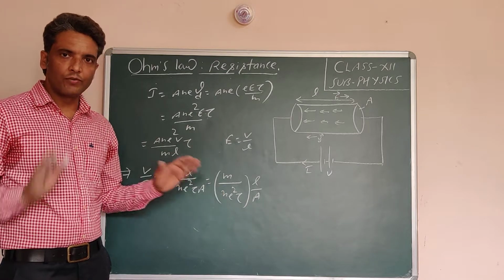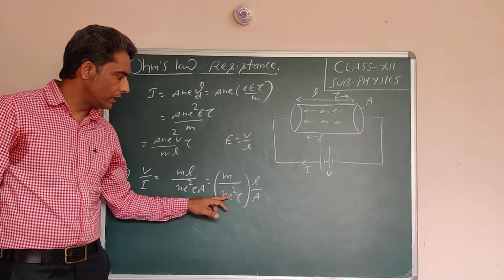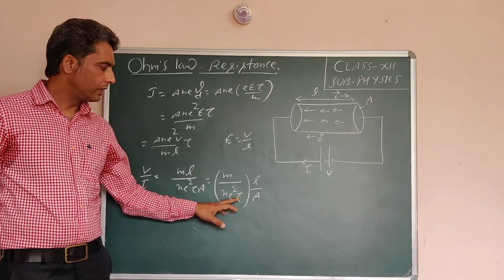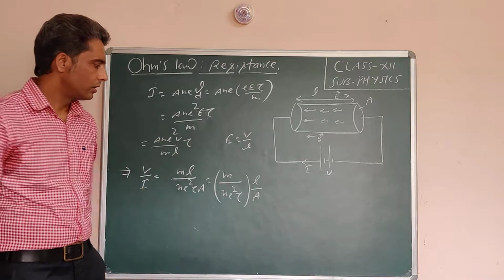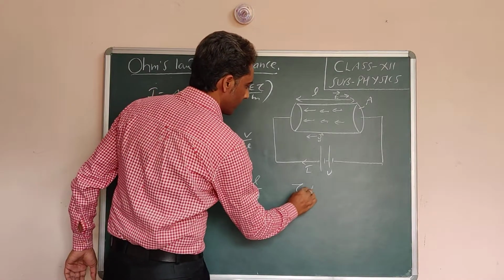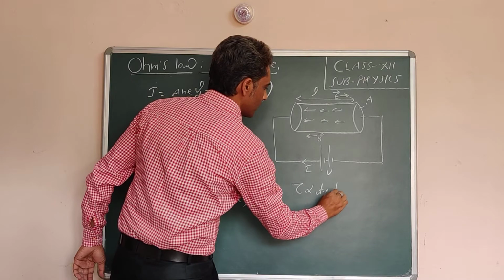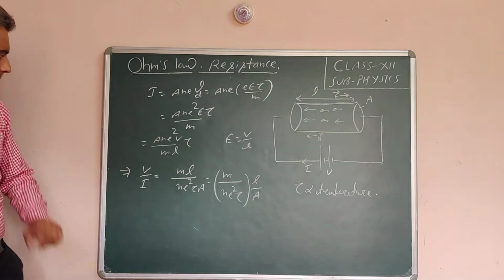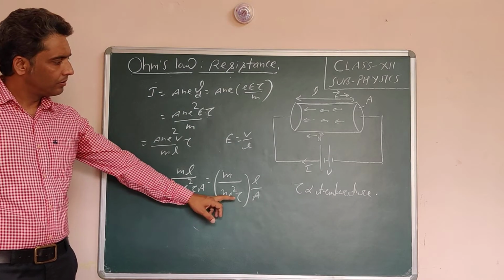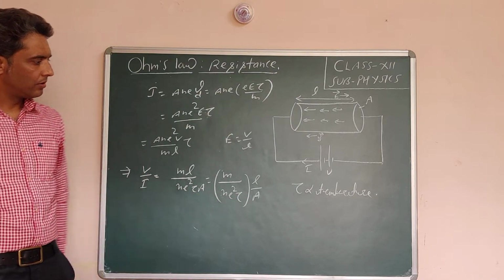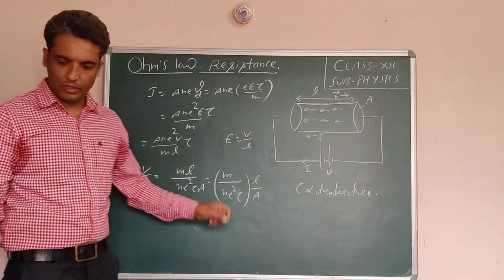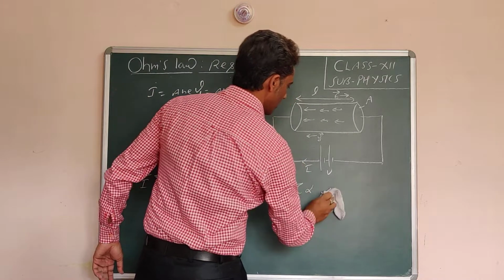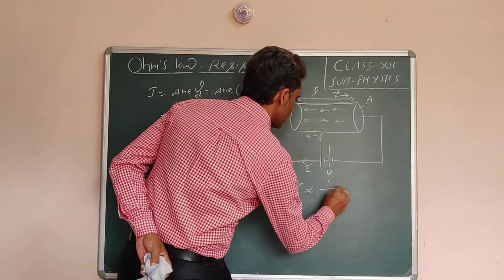Now for a given conductor, n, m and e, they are constant. This tau is the average relaxation time and it is dependent on temperature. Tau is not directly proportional, it is inversely proportional to temperature, 1 over temperature.